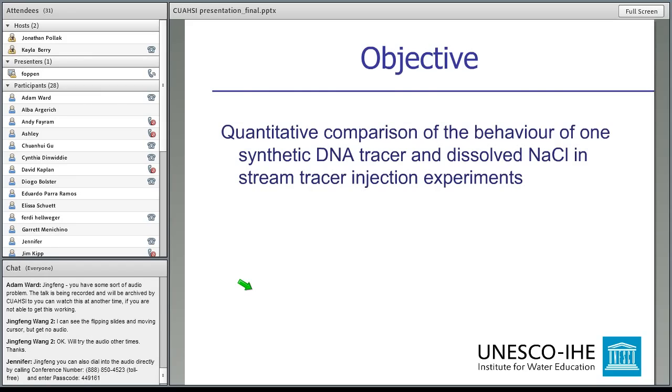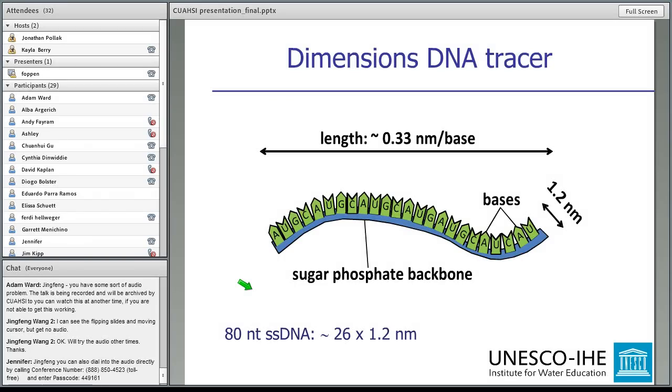After our work in 2010 and 2011, we saw what we did, and everything was nice, but we thought, let's try to do it a little bit more quantitatively and compare quantitatively the behavior of just one synthetic DNA tracer and dissolved conservative salt, sodium chloride, in stream tracer injection experiments. And this is what we used. This is actually what we also used in that publication of 2011.